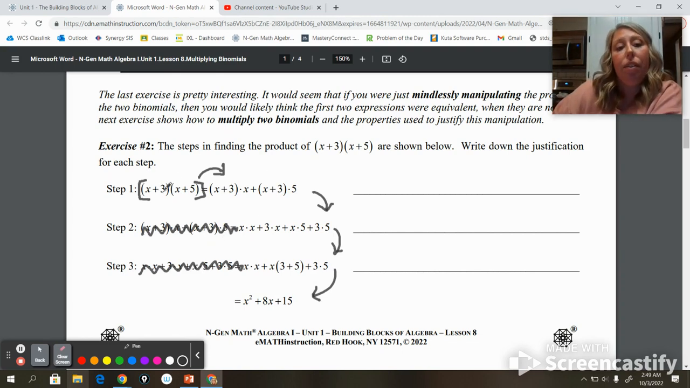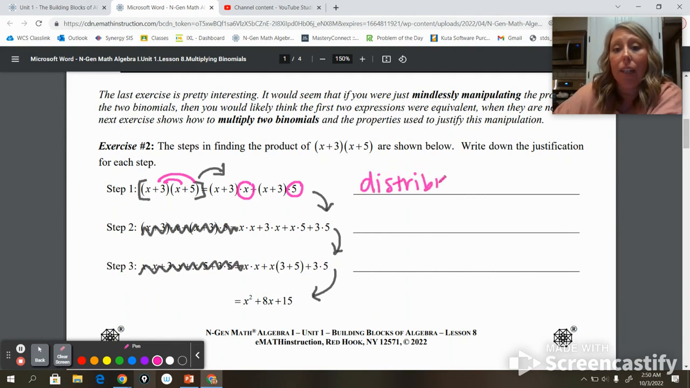So we have x plus 3 being multiplied times x plus 5. In this first step, they took the x plus 3 and wrote it out twice, because x plus 3 is being multiplied times x and times 5. They're showing you that we are actually distributing x and 5 times this whole thing. So that's the distributive property.